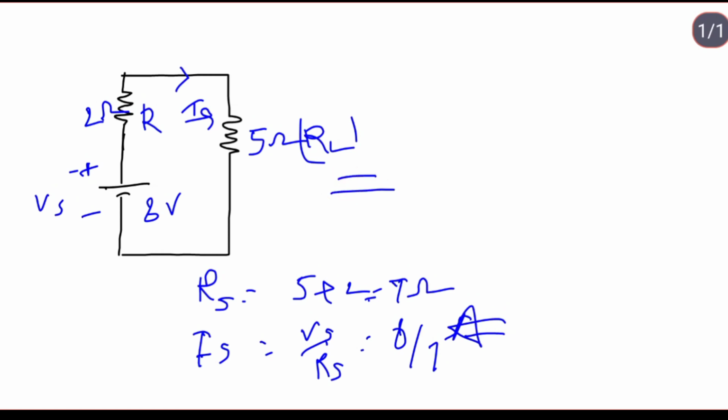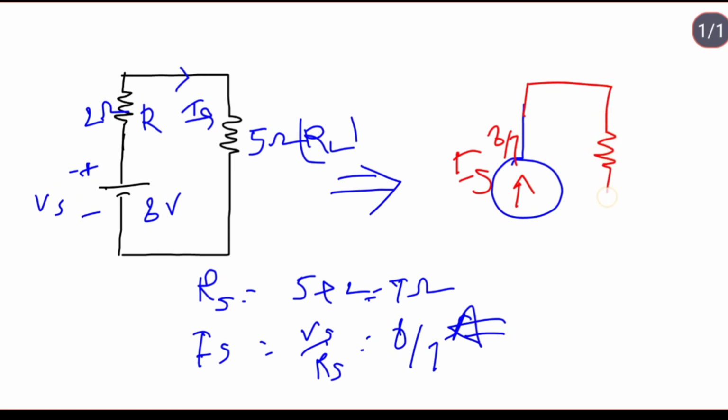Now how do we convert the same into a current source? The current source is Is equal to 8 by 7 ampere, and the parallel resistance Rs is 7 ohm. Like that we can convert a voltage source into a current source, and vice versa also.